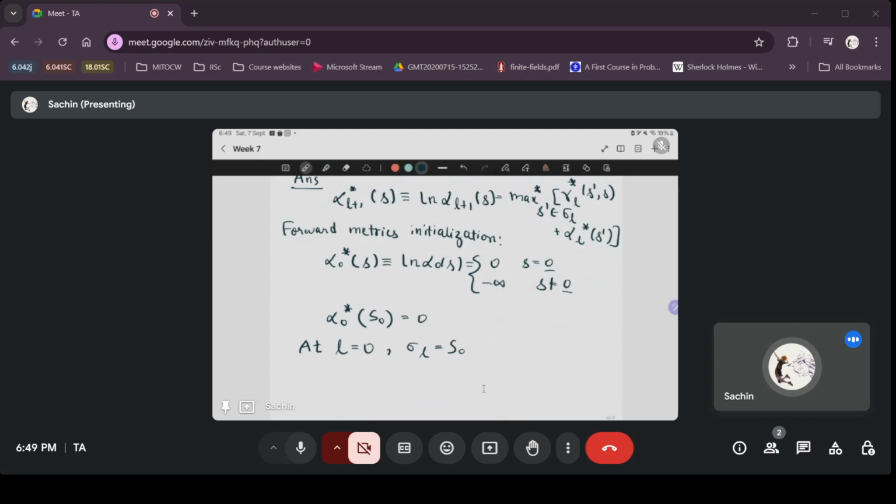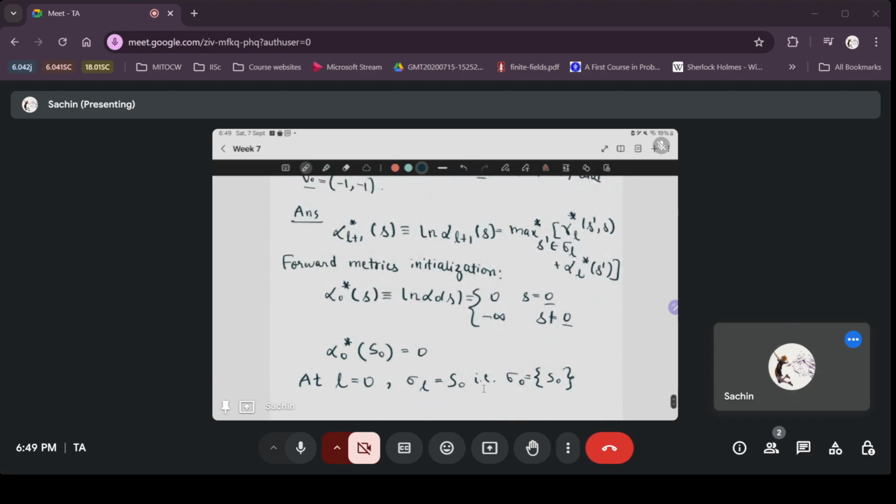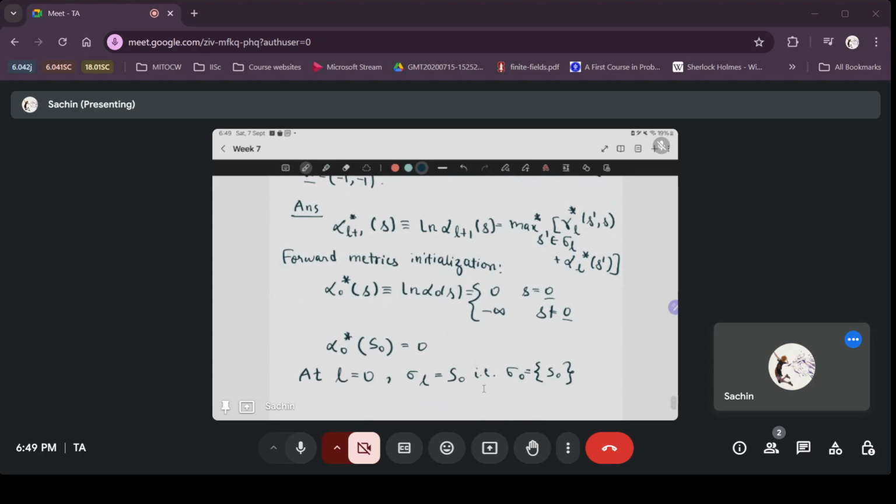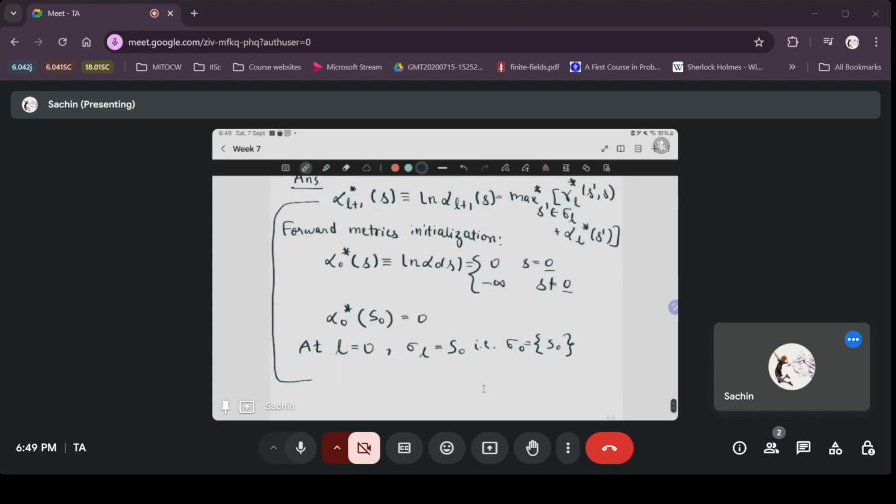If we started off in the all 0 state, that's the only state in sigma 0; the set is S0. So when you apply that to the first formula, alpha L plus 1 star of S, for L equal to 0, you get alpha 1 star of S0.